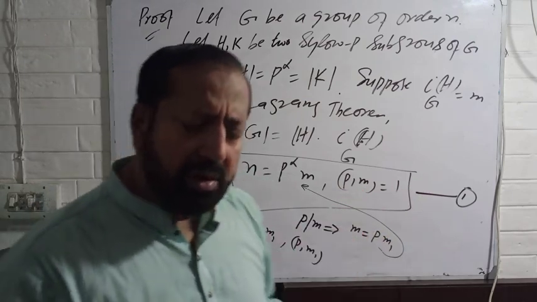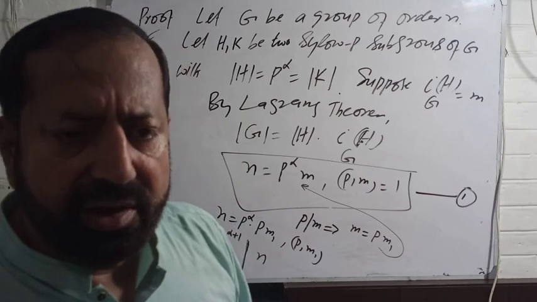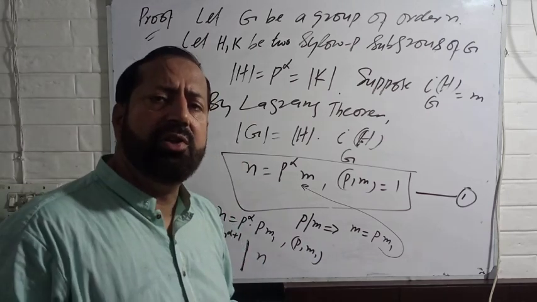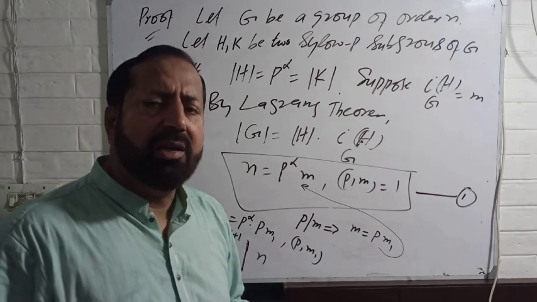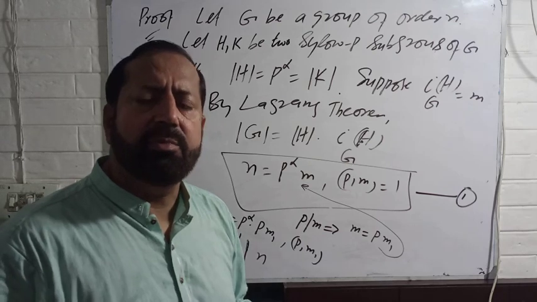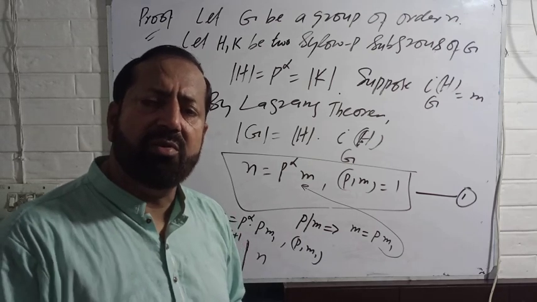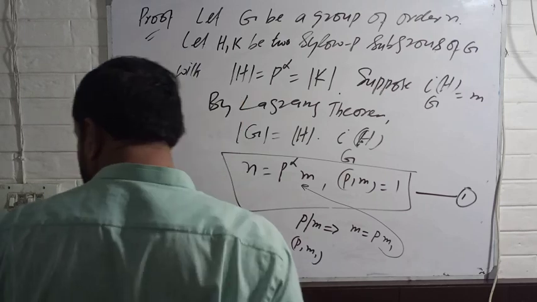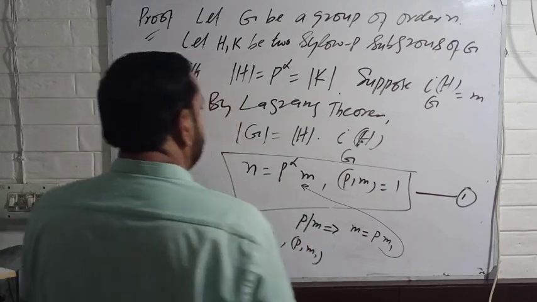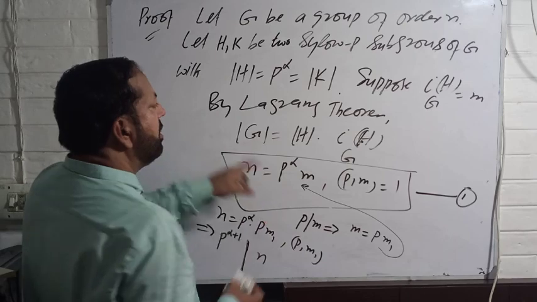Okay, now consider the double coset representation of G modulo HK, and suppose there are R possible double coset representations modulo HK. Okay, this is our condition number 1.